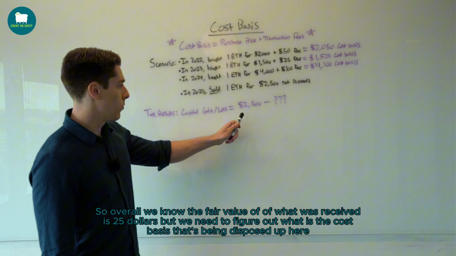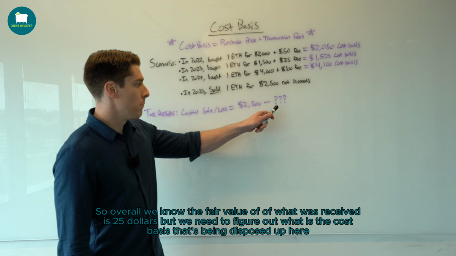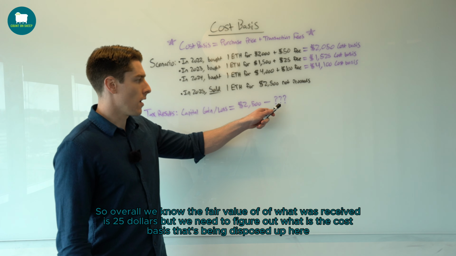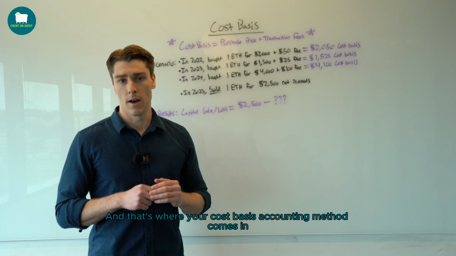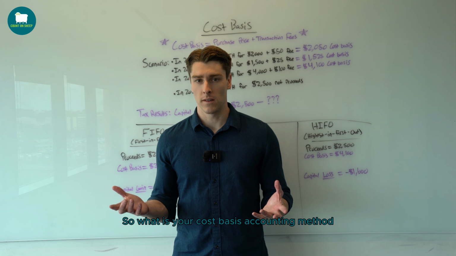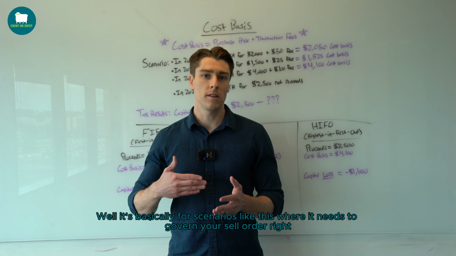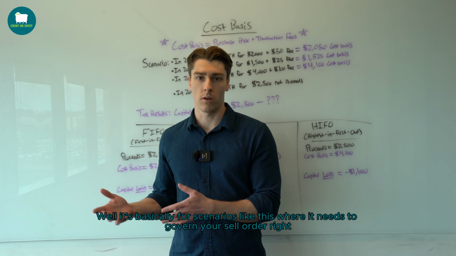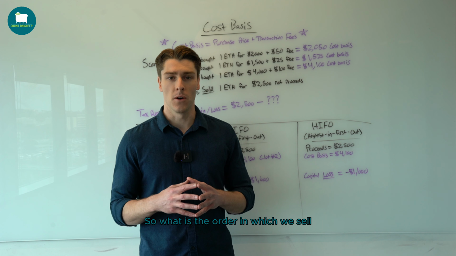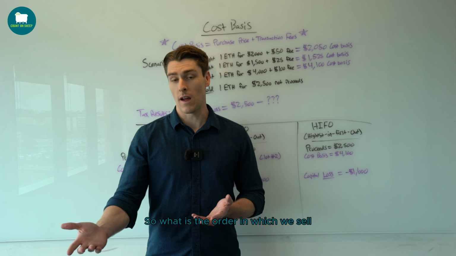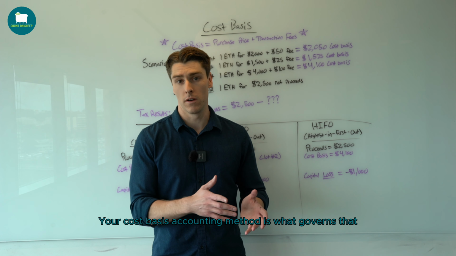So overall, we know the fair value of what was received is $2,500, but we need to figure out what is the cost basis that's being disposed of here. And that's where your cost basis accounting method comes in. So what is your cost basis accounting method? Well, it's basically for scenarios like this, where it needs to govern your sell order. You have multiple tax lots and you're only selling a portion of them. So what is the order in which we sell? What cost basis should we pull? Your cost basis accounting method is what governs that.